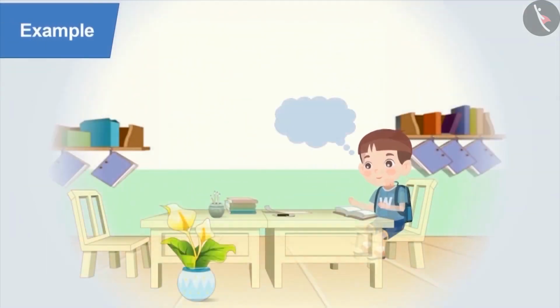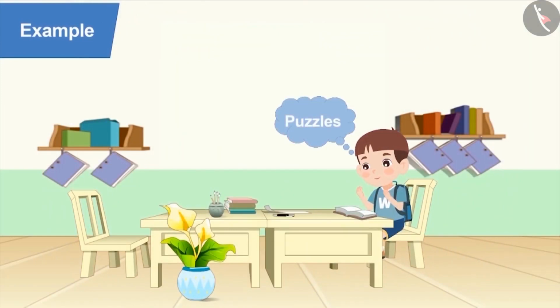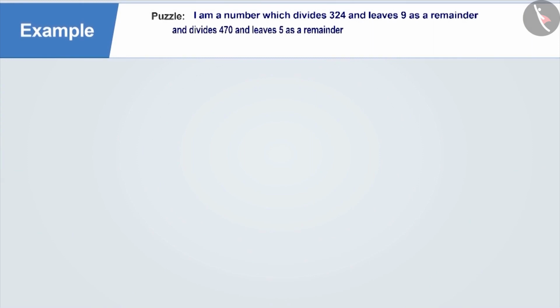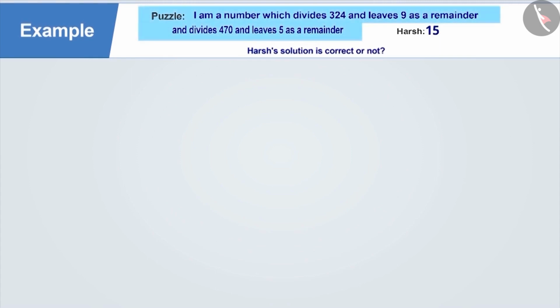Next example. Harsh loves to solve puzzles. One day, he found a puzzle in a book. The puzzle was: I am a number which divides 324 and leaves 9 as a remainder and divides 470 and leaves 5 as a remainder. He got 15 as the solution. Can you tell whether he's correct or wrong? Let's understand the puzzle first.